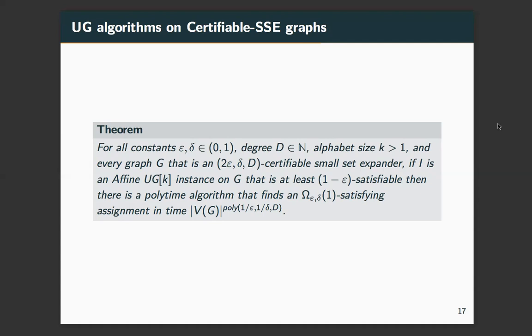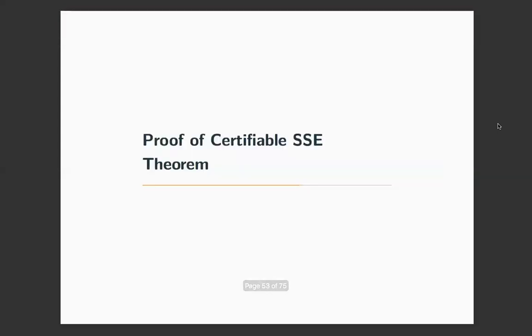Moreover, I would like to highlight here that the approximation ratio is independent of the alphabet size, which is a requirement for any non-trivial UG algorithm. And the completeness parameter epsilon is independent of the parameter delta. So our result works for all epsilon and delta, which means that it works for graphs that may not be expanders, but are small set expanders. Now I will highlight some main ideas that went into the proof of this theorem.